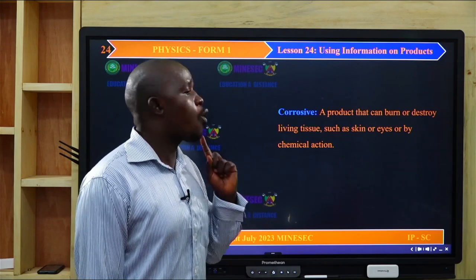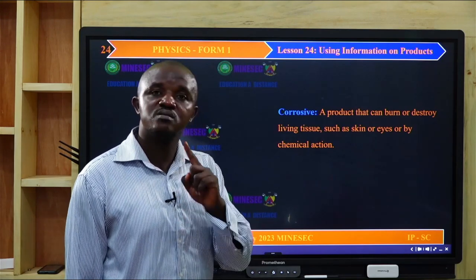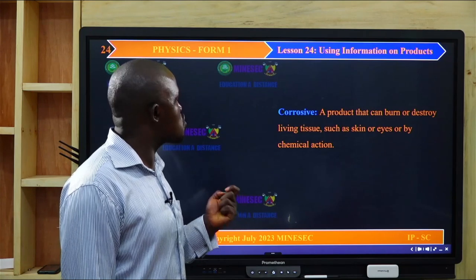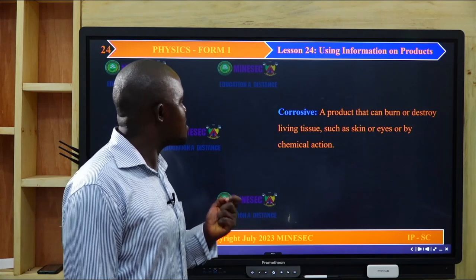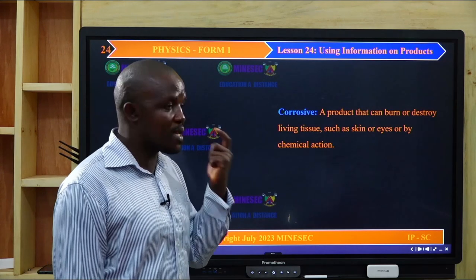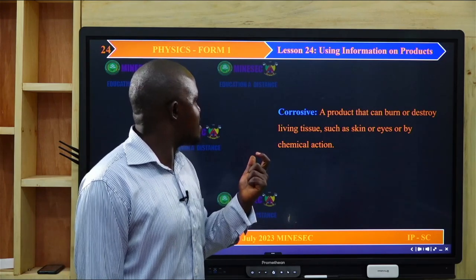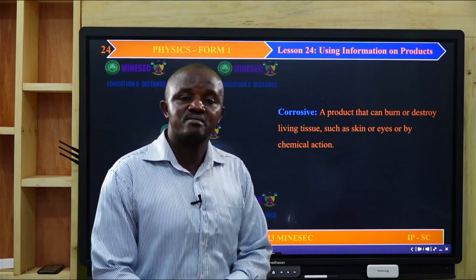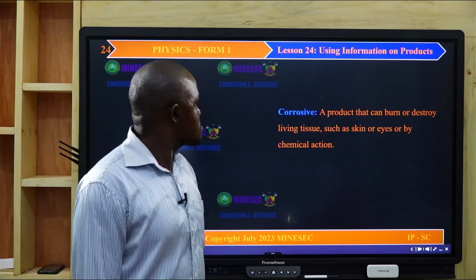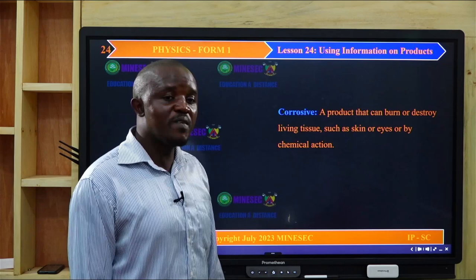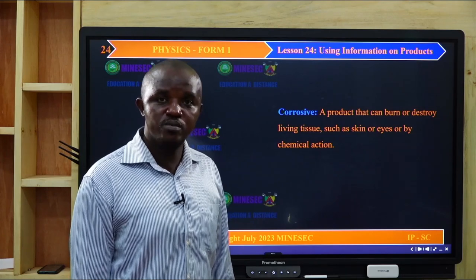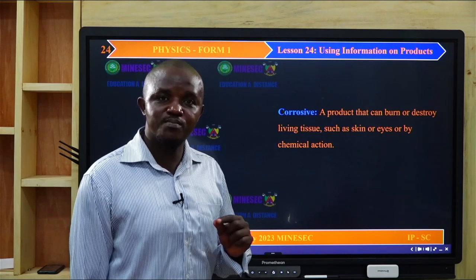So if the substance is corrosive, then it is a hazardous substance. A product that can burn or destroy living tissue, such as skin or eyes, by chemical action, is a corrosive product. It can burn. It can destroy living tissue, like your skin. There are some products that really burn. There are some that get into your eyes, and you can get blind. People have become blind because of things like that. So be careful, don't say you are a small hero.